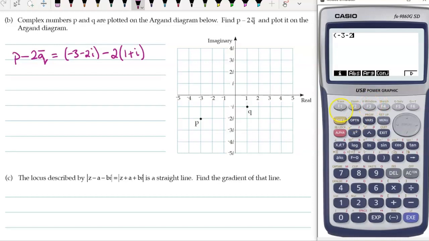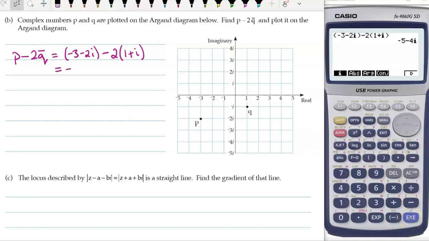We need to get our complex options there. Take away 2 times 1 plus i. And I have done the wrong kind of minus just there. There we go. So that's equal to minus 5 minus 4i.